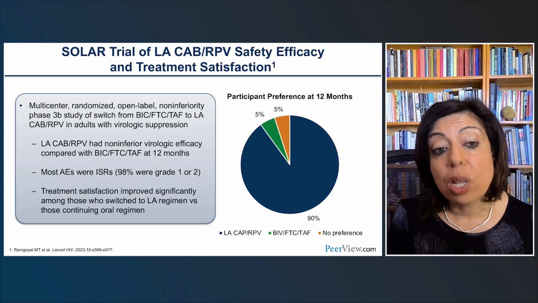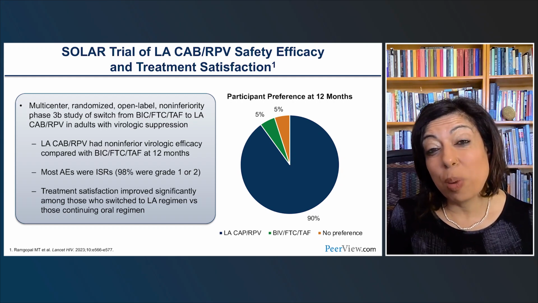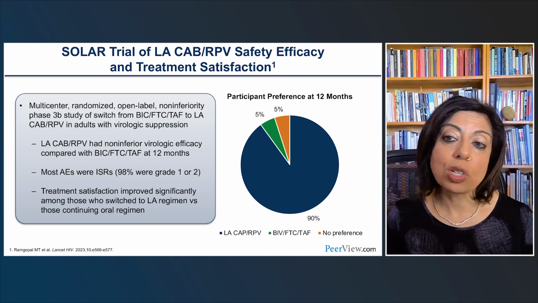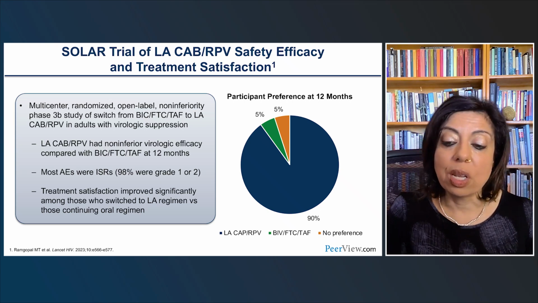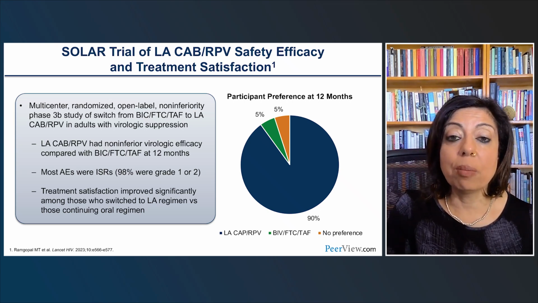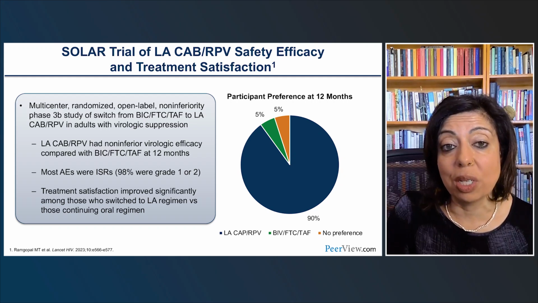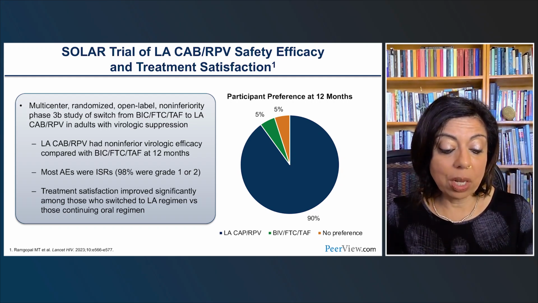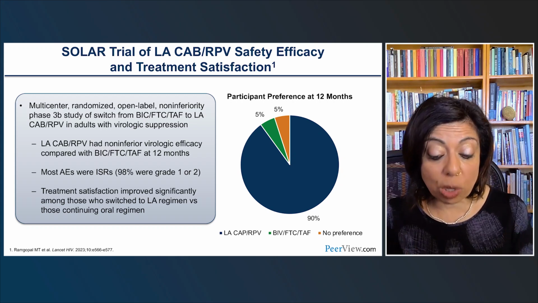They really preferred the long-acting cabotegravir-rilpivirine, especially in the context of internal or external stigma. And this has been shown across the board. There's really a high preference for long-acting injectables, especially in the context of stigma. So that's the data for long-acting cabotegravir-rilpivirine in adherence challenge populations. I think it's extremely favorable.